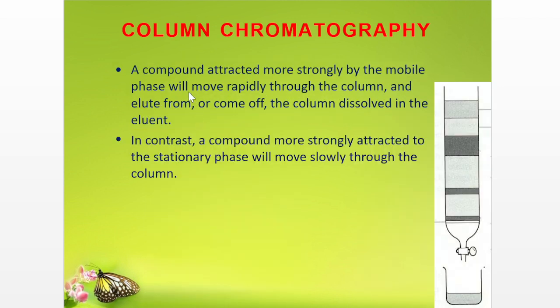A compound attracted more strongly by the mobile phase will move rapidly through the column and the eluent will form or come out of the column dissolved in the eluent. In contrast, a compound more strongly attracted to the stationary phase will move slowly through the column. It is very simple.